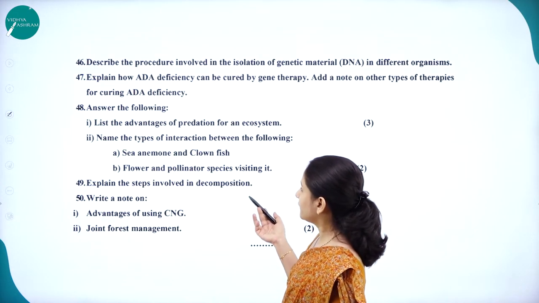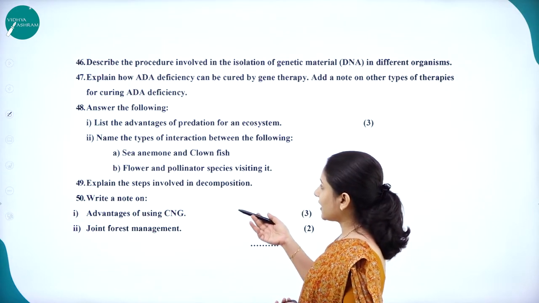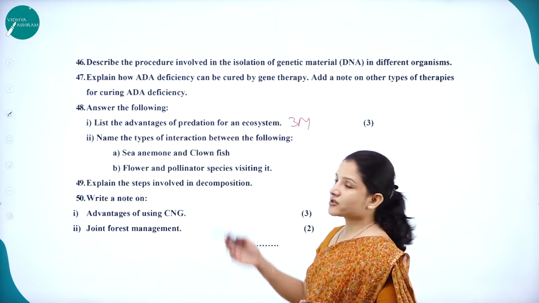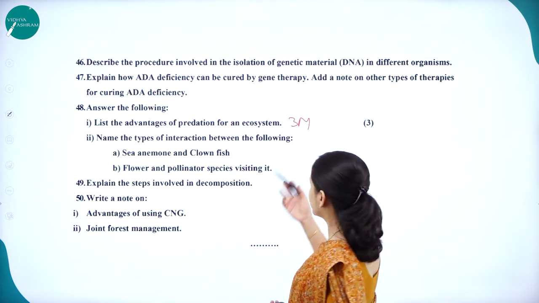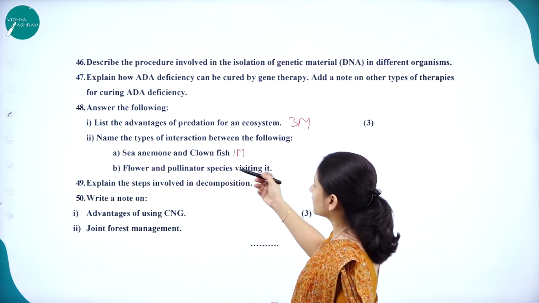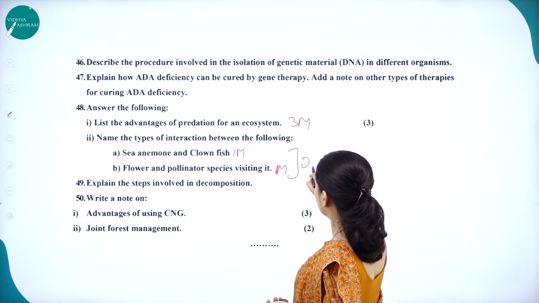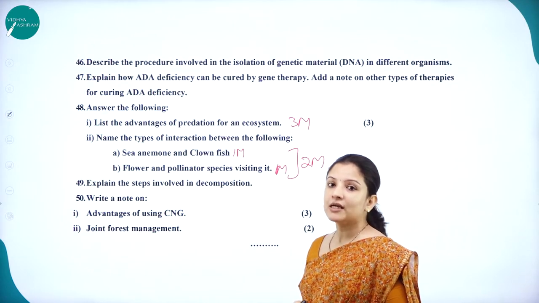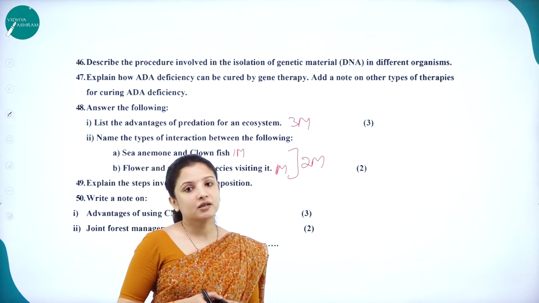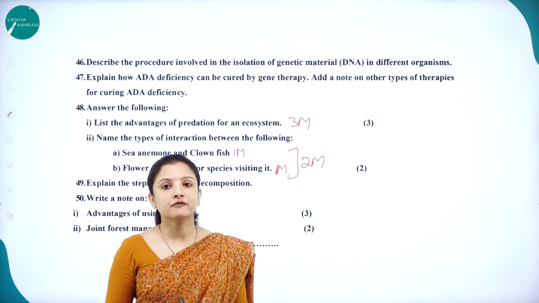So even here also, say for example, they have asked question number 48. Answer the following, wherein 2 questions they have asked. Second question, again, they have divided it into 2 parts, wherein this will be for 3 marks: 3 advantages of predation for an ecosystem. If you write 3 advantages, 3 marks. And if you write the interaction between sea anemone and clownfish, 1 mark. Flower and pollinator species visiting it, 1 mark. Therefore, 2 marks. So 3 plus 2, 5 marks. So that is how they divide and ask. So you need to be very, very careful. Read the question twice, thrice until you understand properly, and then write the answer. Writing the question number, don't forget, and don't forget to label.